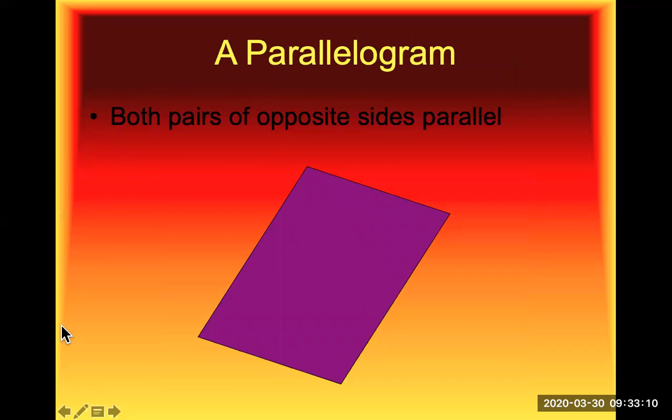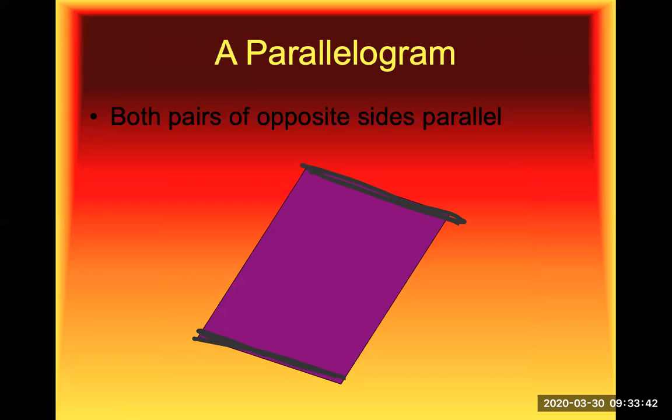So the first one that we're going to talk about is called a parallelogram. Can you say that word with me? Parallelogram. In a parallelogram, you have opposite sides that are parallel. So let's look at what that means. So this side is opposite this side. It's on the other side of the shape. And you can see they are parallel because if they just kept going, they would stay the same distance apart. That's what makes them parallel.